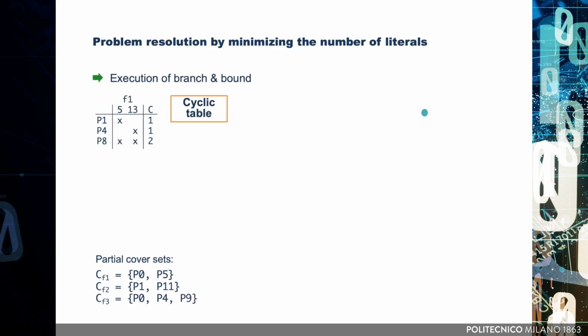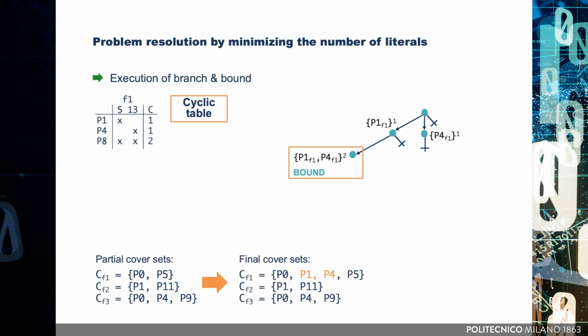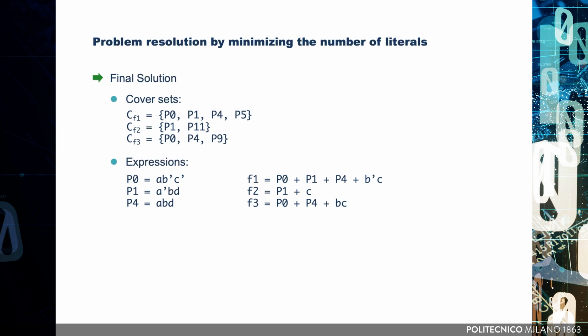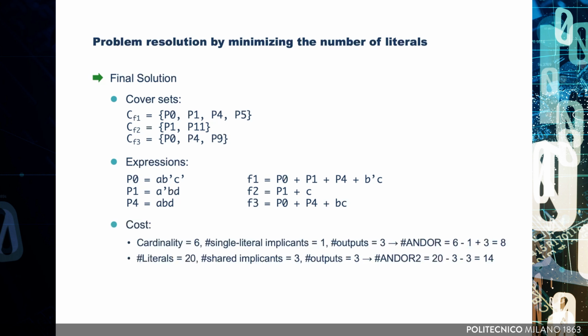We proceed with the branch and bound method, which, as you'll notice, is applied to a single function. We select P1 and then P4, reaching a bound with cost equal to 2, which cannot be further improved. Therefore, we add the 2 selected implicants to complete the solution that was previously obtained. To conclude, here are the cover sets, the expressions that describe the final solution and the cost, which amounts to 8 generic gates or 14 2-input gates. As expected, using different cost functions can lead to different solutions, unless the result consists only of essential prime implicants.